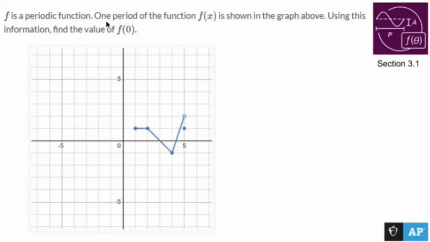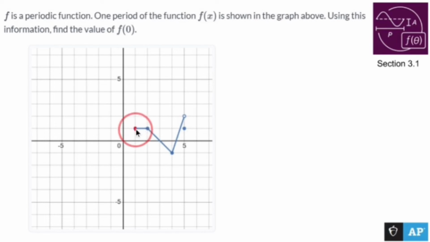F is a periodic function. Oh, we are in 3.1 now. We're talking about periodic functions, which are things that repeat over time. One period of the function is shown in the graph above or below, because again, I stole this from the internet. Hence the name of the series. Using this information, find the value of f of 0. Well, this is periodic, which means it does this and then does it again and then does it back here all over the place. So it looks like from 1 to 5, I have this guy. So every 4 spaces it repeats because 5 minus 1.